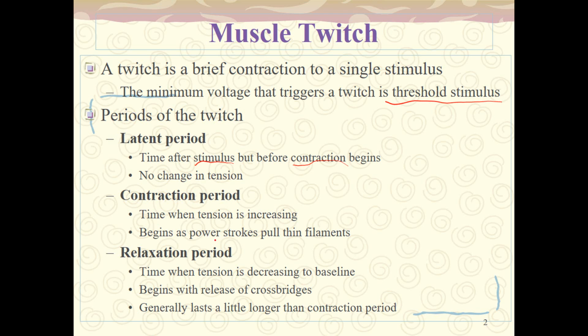as that power stroke. We'll pull those thin filaments so that H zone is getting smaller. The relaxation period is when the tension is decreasing back to the baseline. And it's when ATP binds to that cross bridge, and that cross bridge then releases. And this period is going to be longer than that contraction period. So that's just the muscle twitch. It has these 3 periods: latent, contraction, and relaxation. Okay.